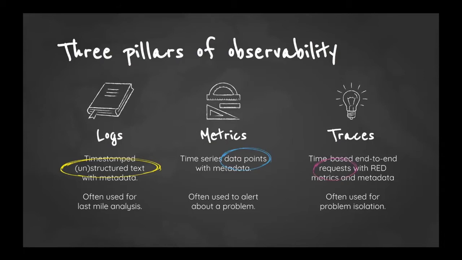Again, time-based end-to-end requests in your environments, and even some amount of metric information. You typically get your RED metrics, so request, errors, and duration, again with associated metadata, and this is often used for problem isolation for both availability and performance problems.